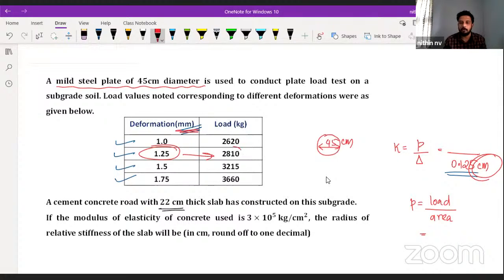Okay, so this is the next point you have to take care in the examination hall. So we have to select this particular value, 2810 kilogram. So how am I going to calculate that P value?